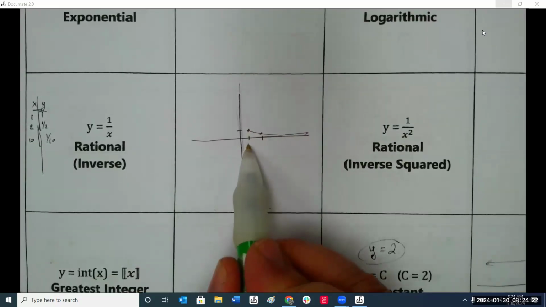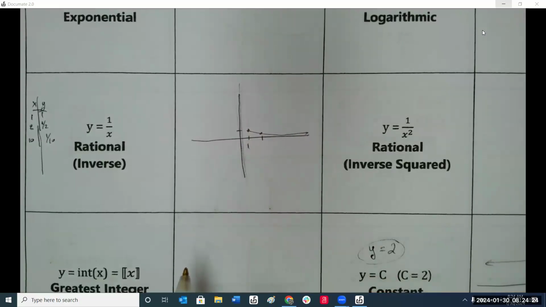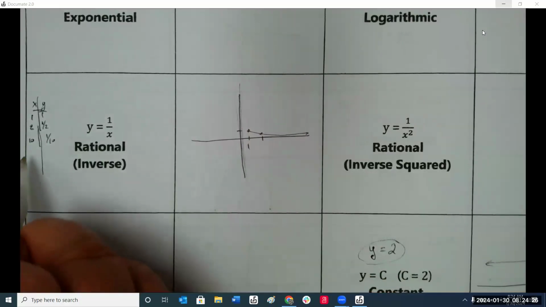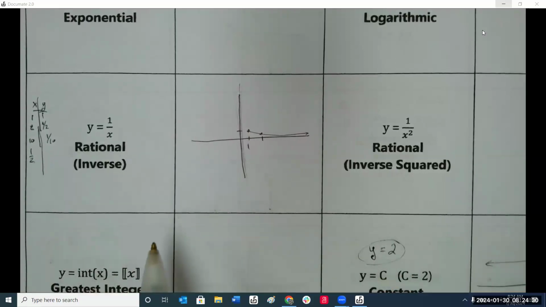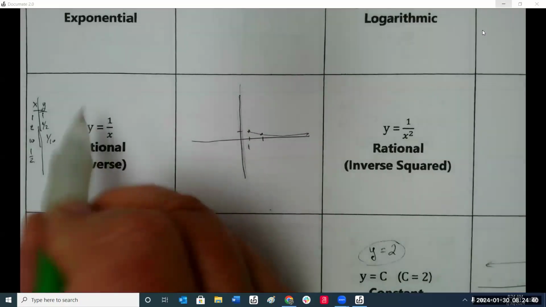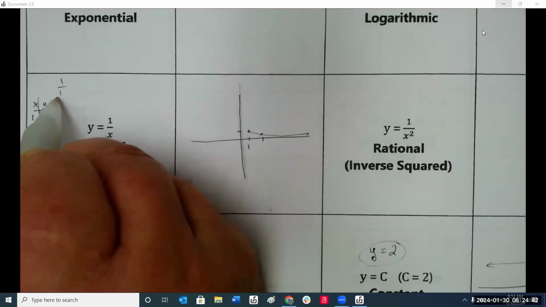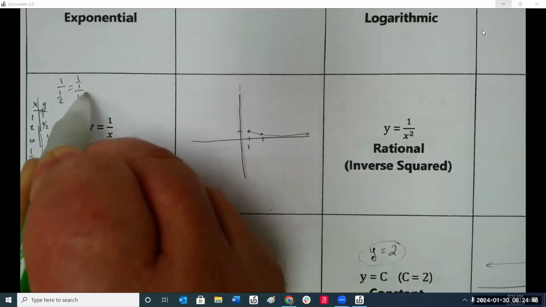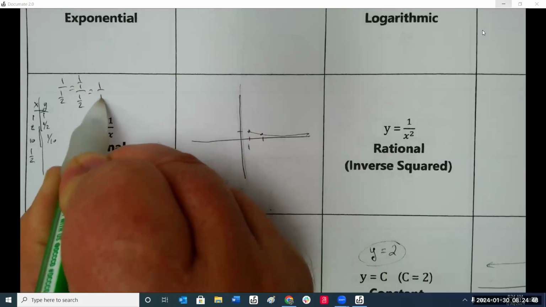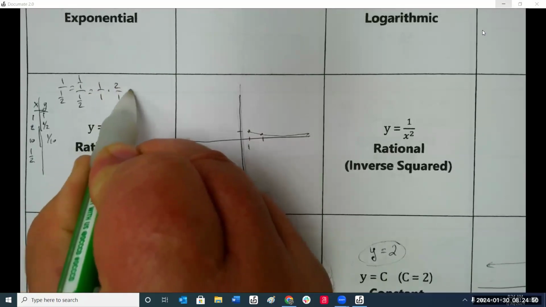What happens between 1 and 0? What happens there? So if we had, let's say, x is 1/2, what is y? Yes, well, it is true, because what you have here is 1 over 1/2, which is 1 over 1 over 2. Take the top one, leave it alone, and flip the bottom one.